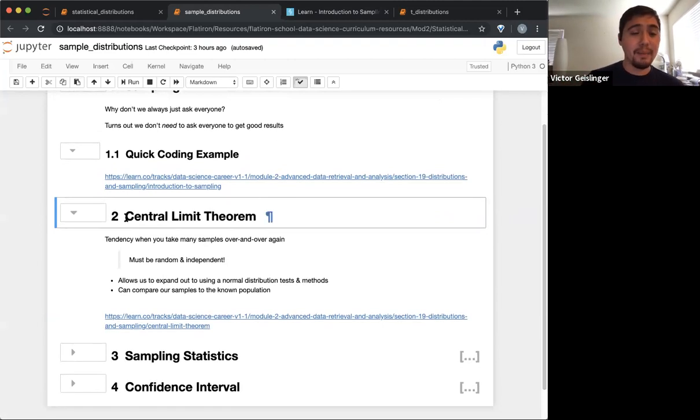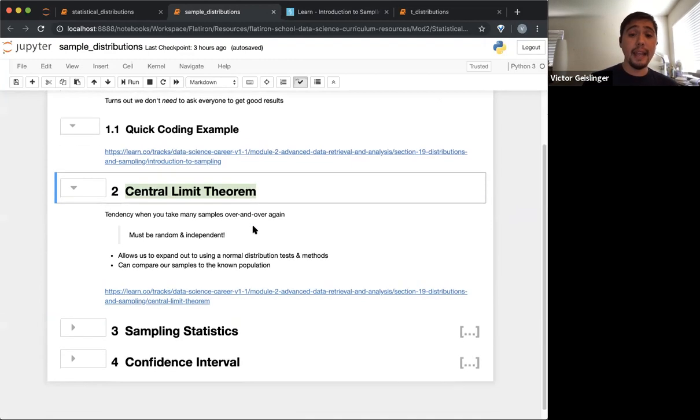Now, there's one part in here that's super important. It's called the central limit theorem. And I think we mentioned this before, but very lightly, maybe back in section 9, right? The main thing is that the central limit theorem basically tells you that there's a tendency for, as you sample the data over and over again, or take many samples again and again, those samples tend to form a normal distribution.